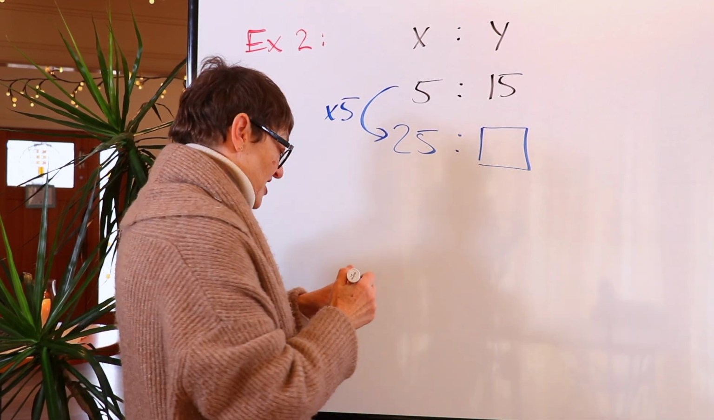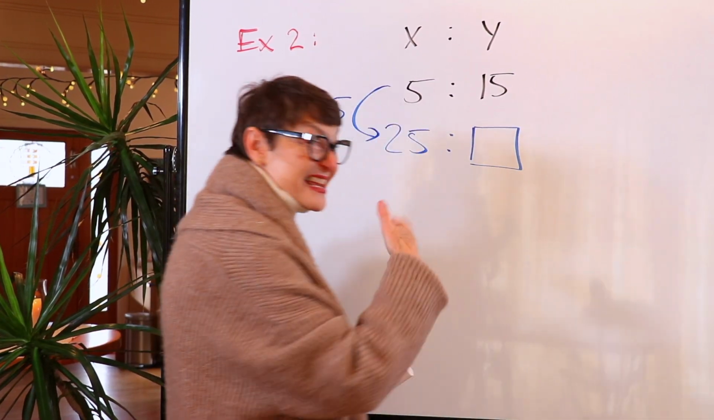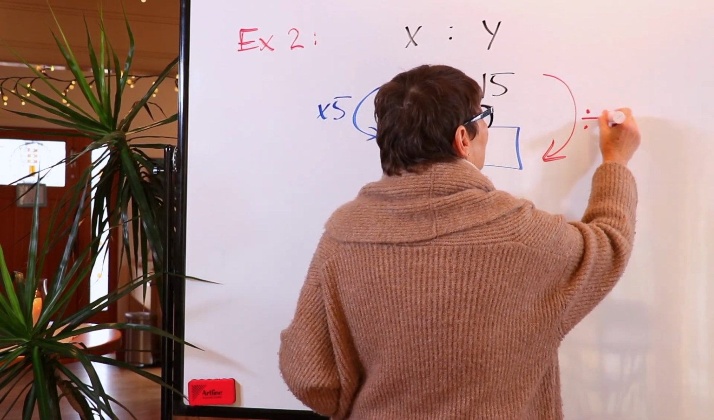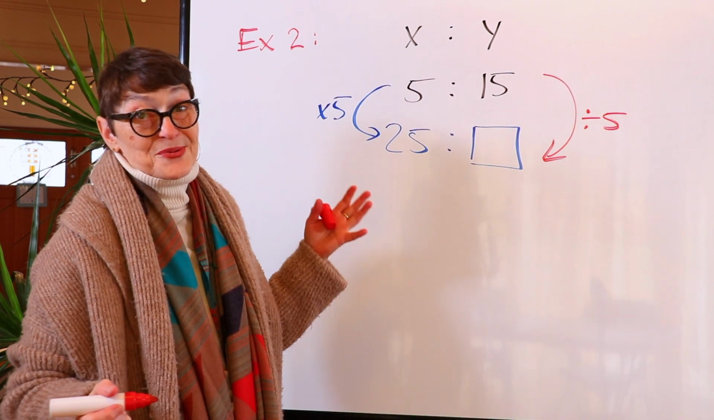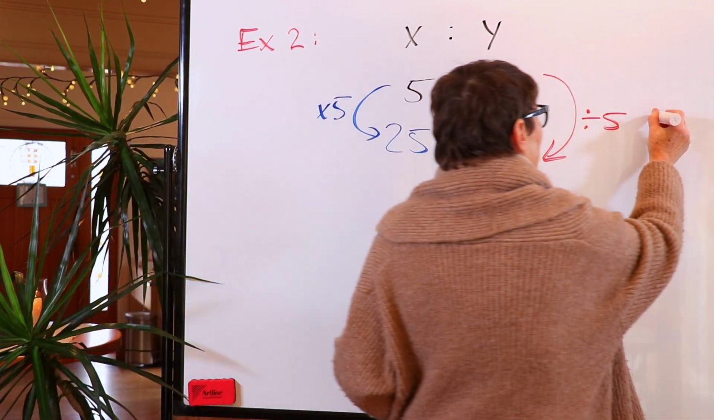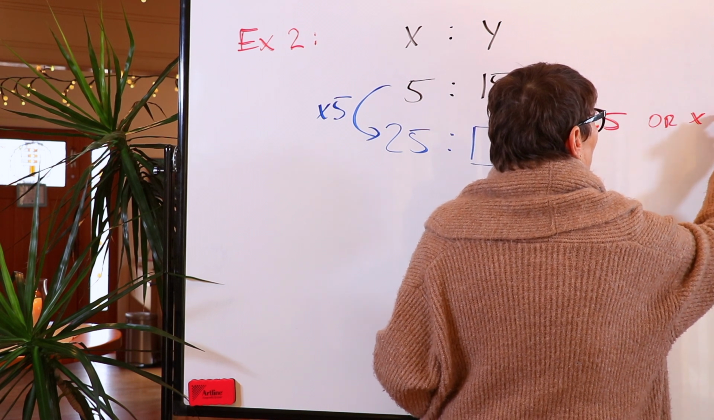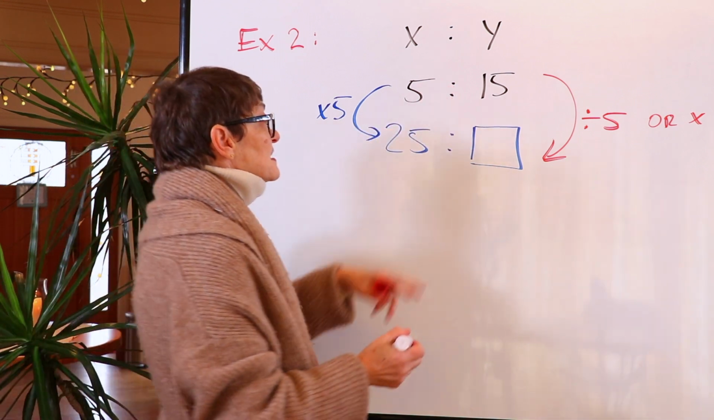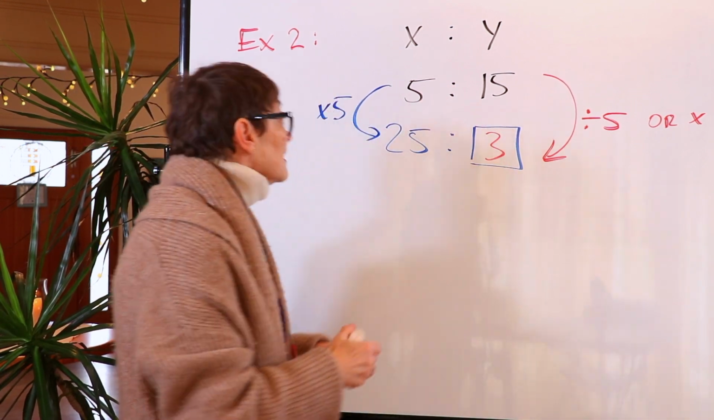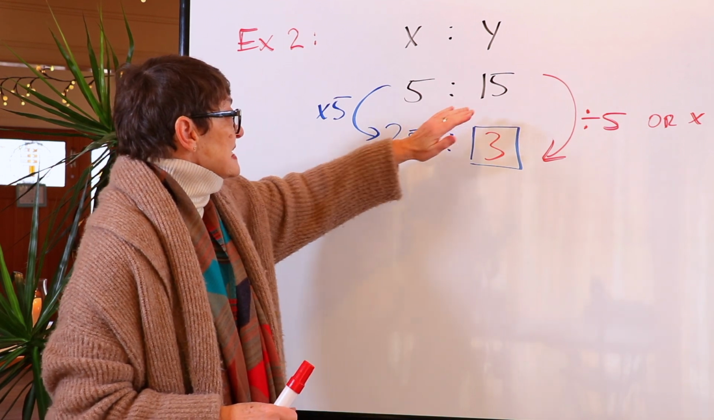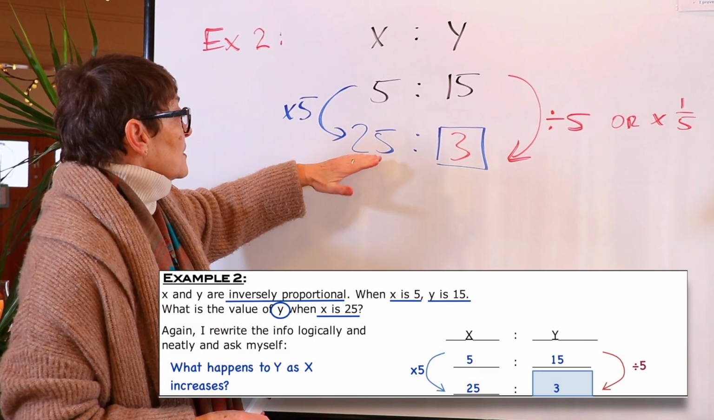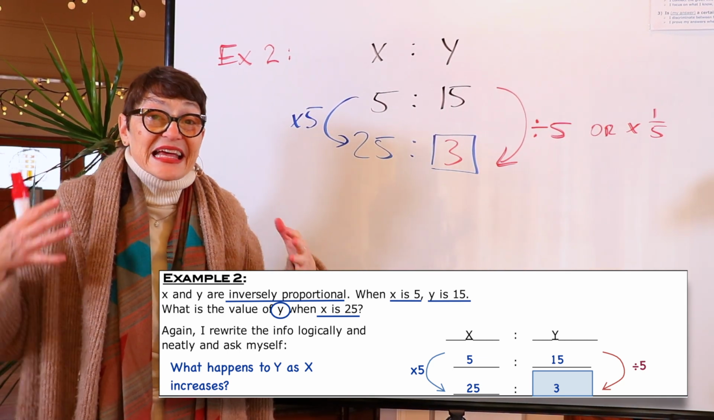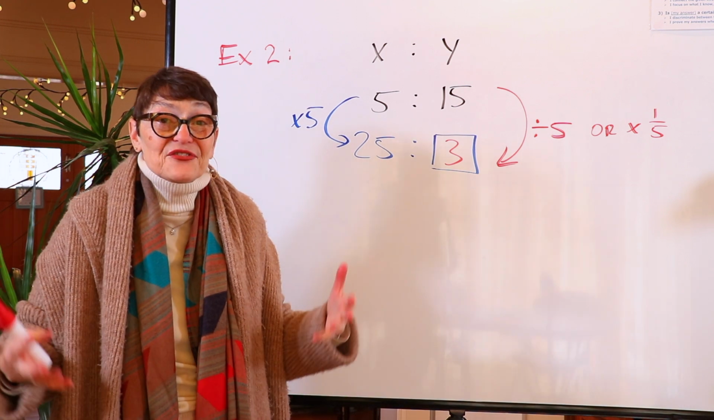Okay. So what am I going to do to the other side if it's an inverse relationship? And if you're telling me that I'm dividing by 5, or I could multiply by 1/5, same thing. Then from 15 divided by 5, I end up with 3. So I start with 5 to 15. Now when I change these numbers, I go from 5 to 25, but the 15 gets reduced to 3. Again, that's a very simple, straightforward, inverse relationship.